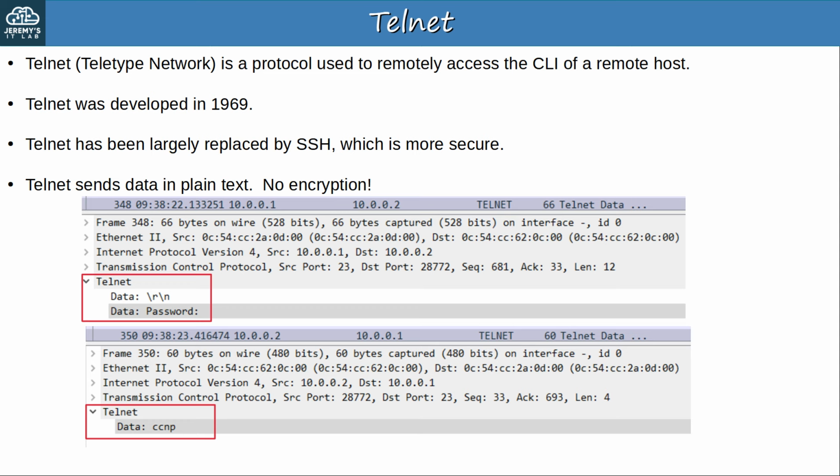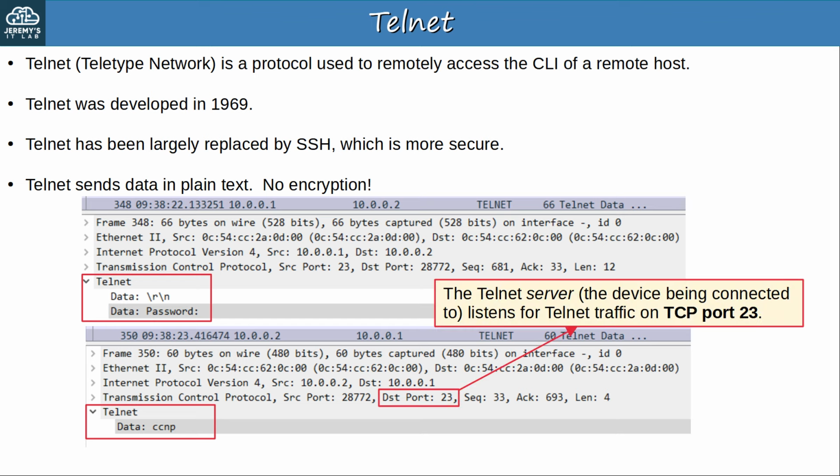Before moving on to Telnet configuration, I want to point out one more thing. The Telnet server, that's the device being connected to, R1 in this case, listens for Telnet traffic on TCP port 23. So when my device sent the password to R1, the destination port was TCP port 23. As always, make sure you remember that port number. And by the way, the Telnet client is the device that is connecting. And as I just said, the Telnet server is the device that is being connected to.